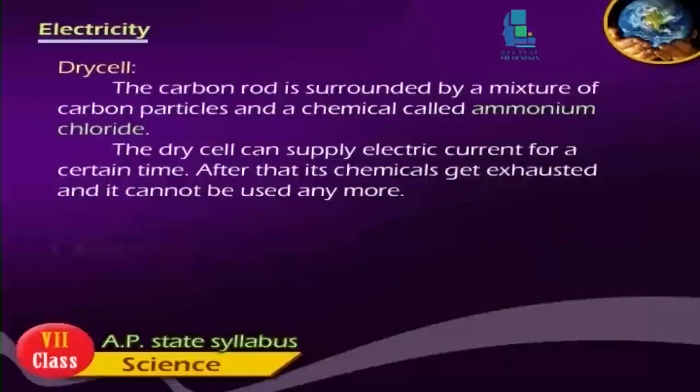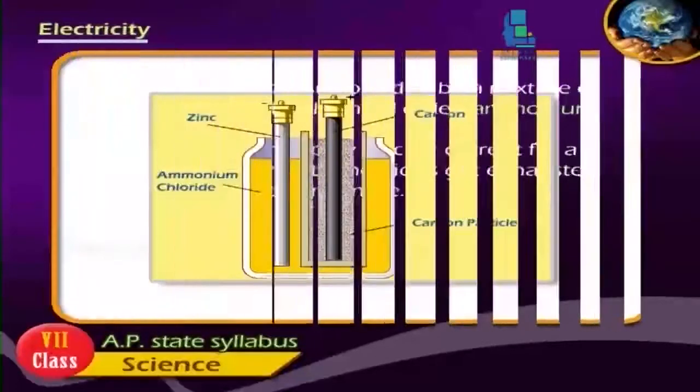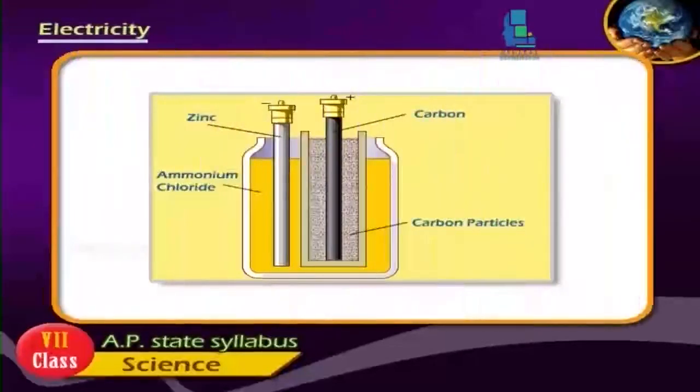The carbon rod is surrounded by a mixture of carbon particles and a chemical called ammonium chloride. The dry cell can supply electric current for a certain time. After that, its chemicals get exhausted and it cannot be used anymore.